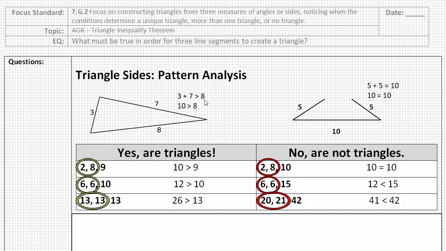It sure does. 3 plus 7, the two shorter sides, are equal to 10, and 10 is greater than the third side, 8. So it makes sense that this makes a triangle. Over here, 5 plus 5 is 10, and that's equal to 10, not greater than. So let's take a look at what the triangle inequality theorem actually says.